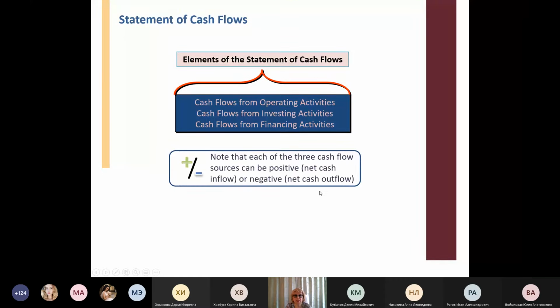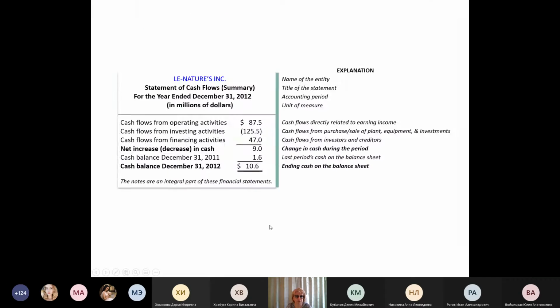And finally, the statement of cash flows. The basic goal of the statement of cash flows is to disclose information about cash inflows and outflows from operating activities, investing activities, and financing activities. What is important to mention is that each of these three cash flow categories can be positive or negative. So it could be negative or positive net cash flow from each activity.